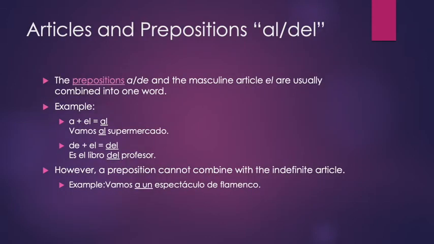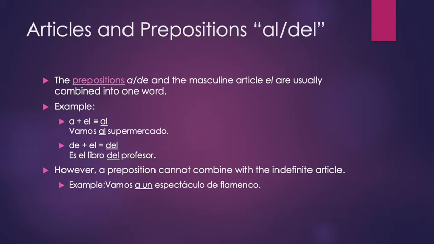Articles and prepositions al, del. So the prepositions a, de, and the masculine article el are usually combined into one word. For example, a plus el equals al. So vamos al supermercado. Let's go to the supermarket. We don't say vamos a el supermercado. You contract that and we say vamos al supermercado.